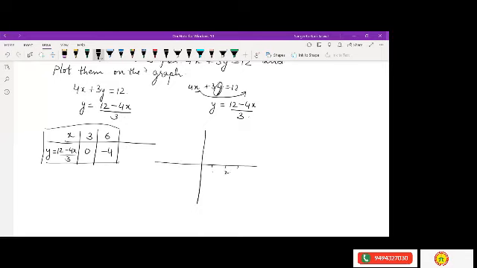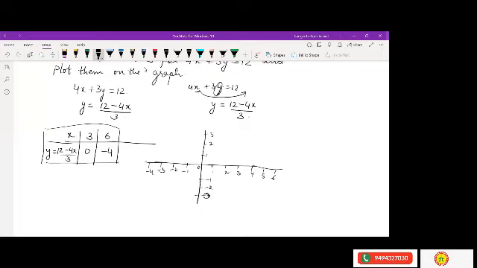So 1, 2, 3, 4. And this side we have -1, -2, -3, and a larger value is -4. So we'll take it till -3. And on x we have till 6 here. We'll take 5 and 6 also. And here this is 0. Here we have 1, 2, and 3. -1, -2, -3.